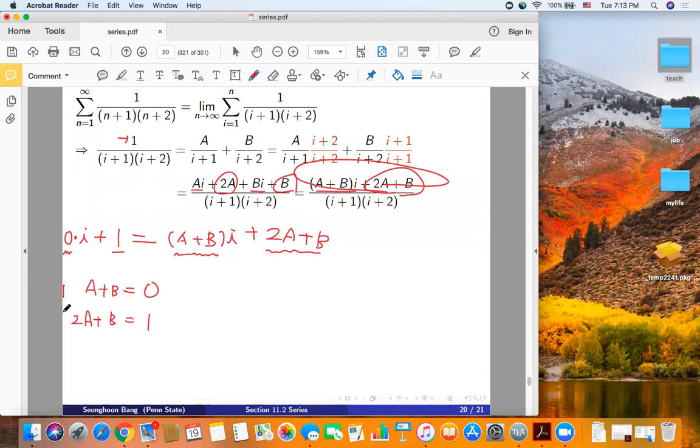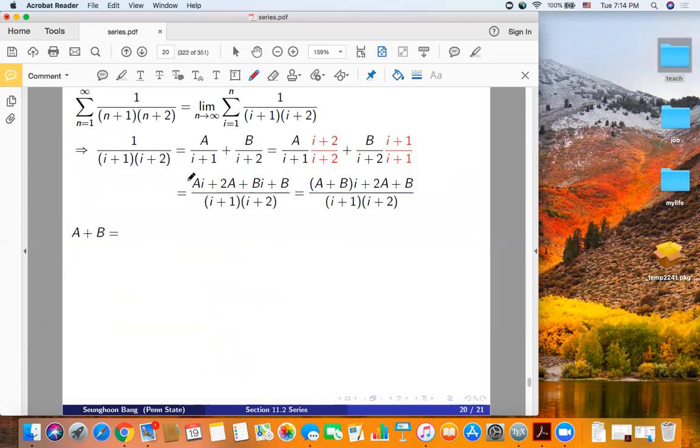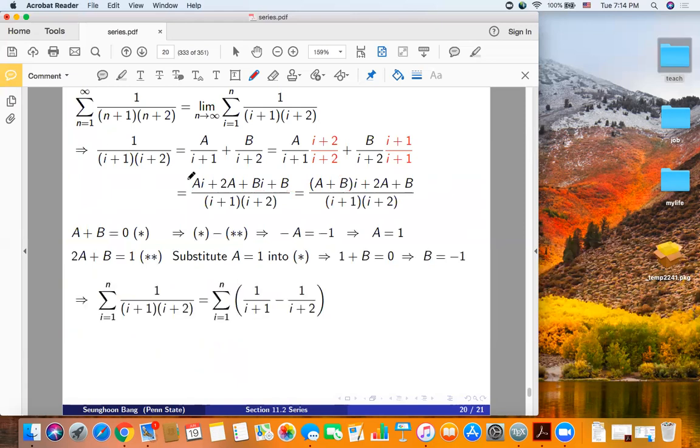How can you find a and b? I just subtract. a minus 2a is negative a. b minus b is gone. The 0 minus 1 is minus 1. So we have a equals 1. Right? So you plug a equals 1 in here. So we have 1 plus b equals 0. Subtract 1 from both sides. b equals minus 1. What's a? 1. b is negative 1. You plug in, so we have this form.